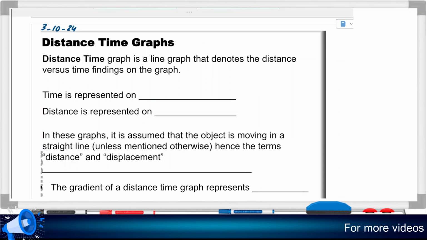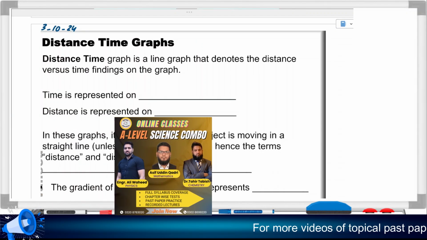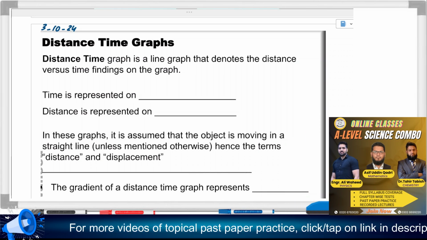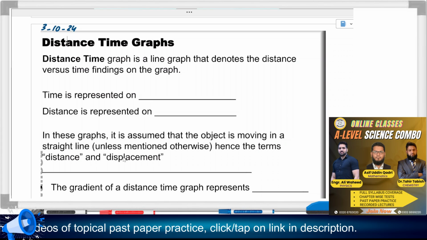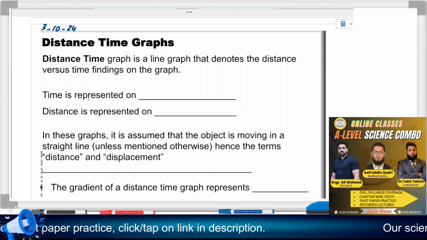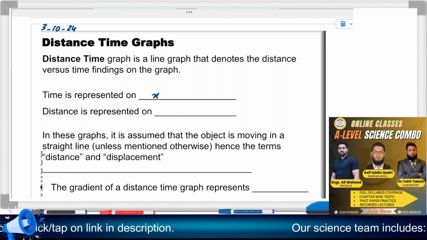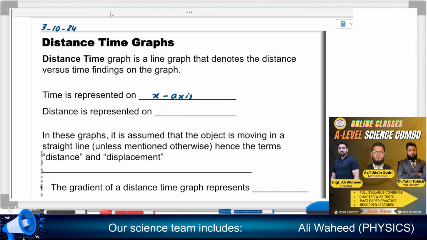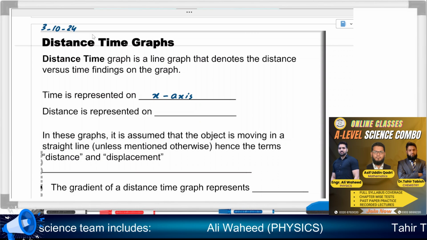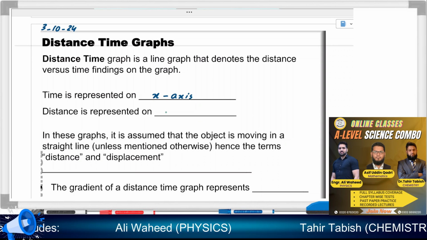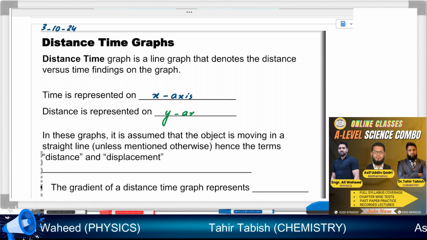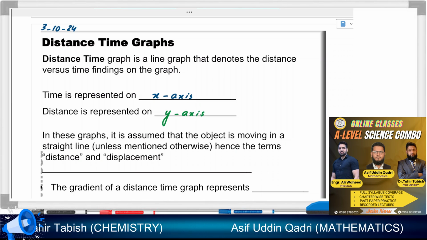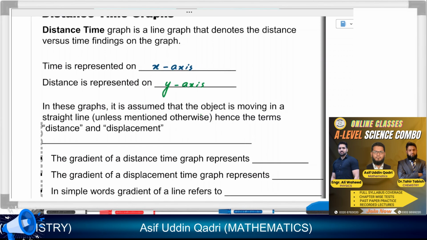So the first thing first, when we are drawing a distance time graph, what do we place on the x-axis? We place time. So time is represented on the x-axis, and the second thing, distance, which depends on the time, is represented on the y-axis. So for the most part, time is the independent variable and distance is the dependent variable.